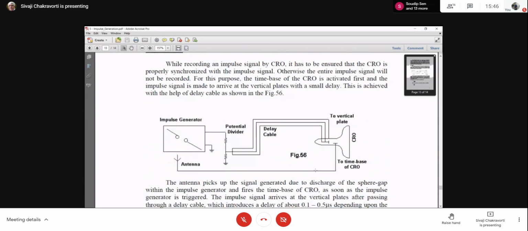You can see how very simply the problem has been solved. There was no delay circuit or electronic circuit, nothing. It's just a cable. Anyway, we have to use a cable from the impulse generator to the control room. Anyway, we have to put a cable, and so that cable itself is used to incorporate the delay of propagation of the impulse from the generator point to the CRO, and that solves our problem. It works perfectly well.